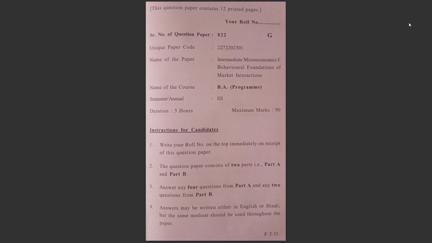So the paper is in two parts, part A and part B. In part A, you will be provided with 5 questions, out of which 4 questions have to be attempted. In part B, you will be provided with 3 questions, out of which 2 have to be attempted. And answers may be written either in English or Hindi, but the same medium should be used throughout the paper.